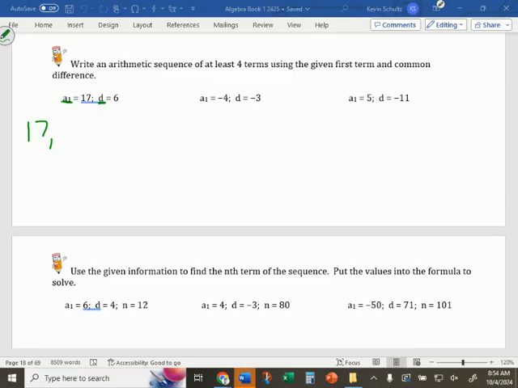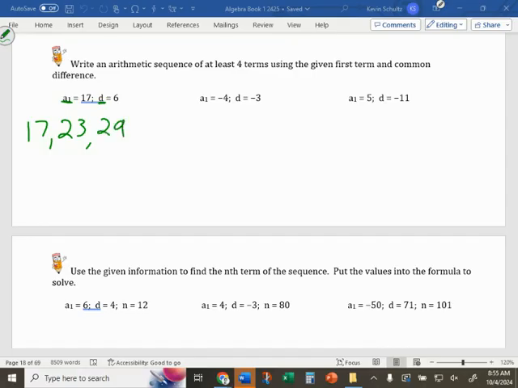Christian. 23. And how'd you get that? 17 plus 6. Right? If that common difference is positive 6, that means what's being done throughout the sequence is continually adding 6. So 17 plus 6 is 23. What would come next?